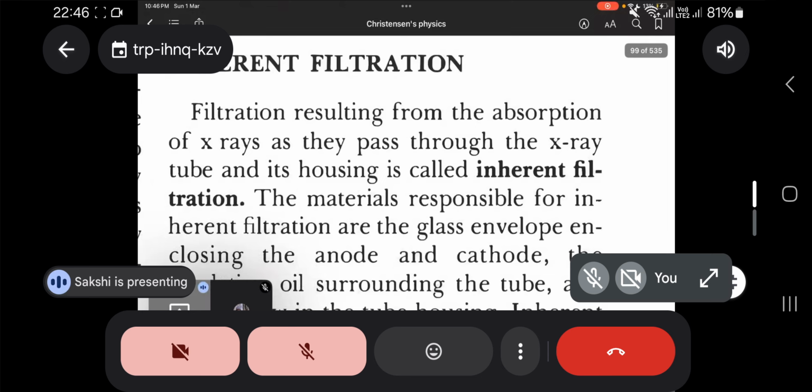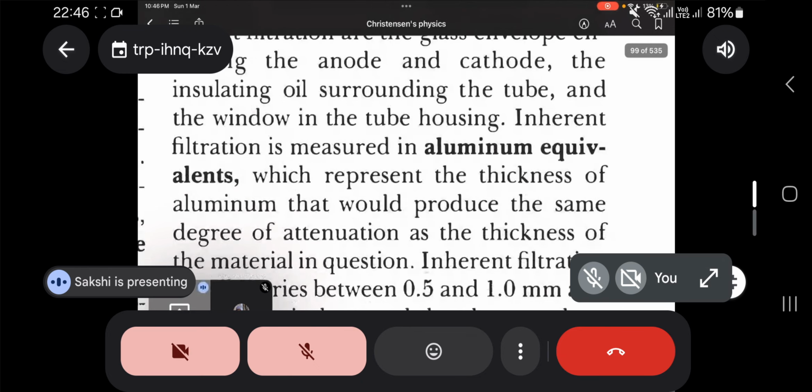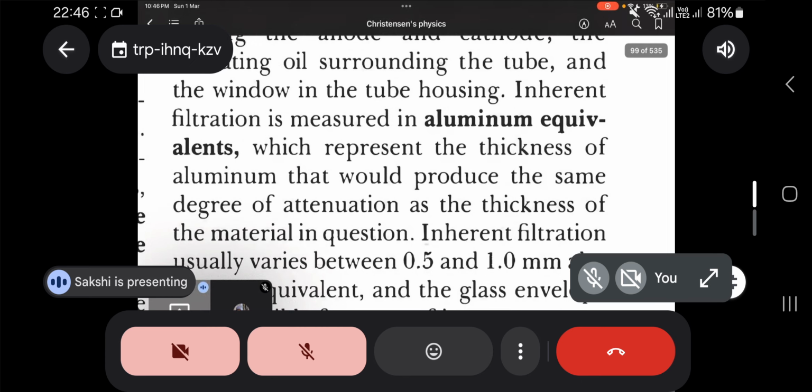Inherent filtration is nothing but the housing of the tube. It will be responsible for removing the low energy radiation. Inherent filtration is measured in what? Again, a very good question. You can write it in your notebook, please.